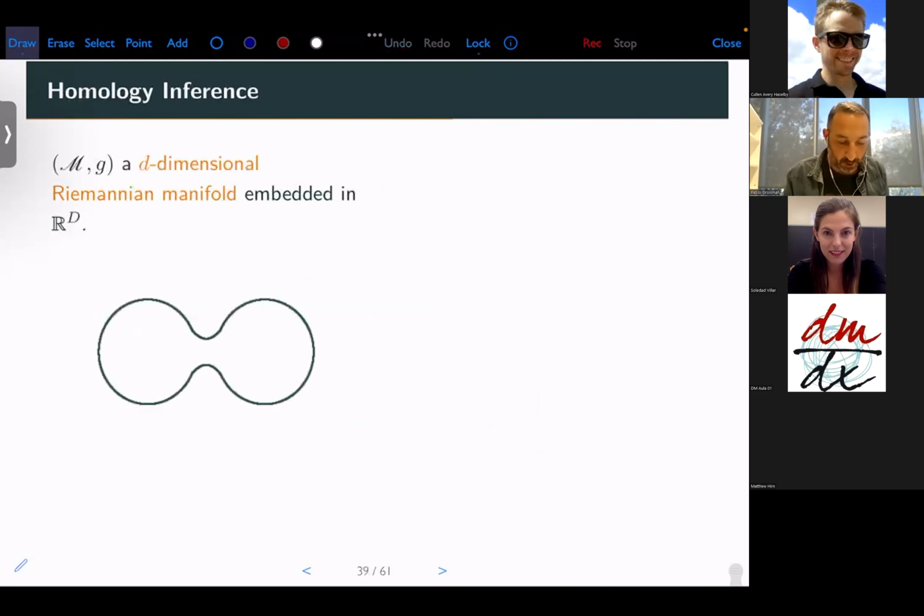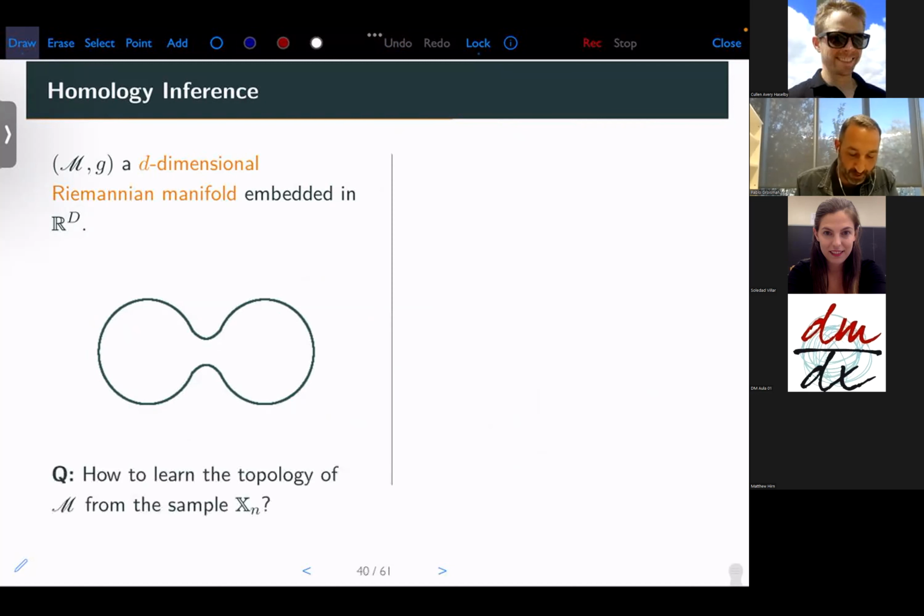Okay, so what is homology inference? It's a tool also used in differential geometry and in topology to understand the topology of a manifold. So suppose that you have a d-dimensional Riemannian manifold, which is embedded in R^D, like this one, and you would like to understand it from a sample. So that's the question: how to learn the topology of M from the sample.